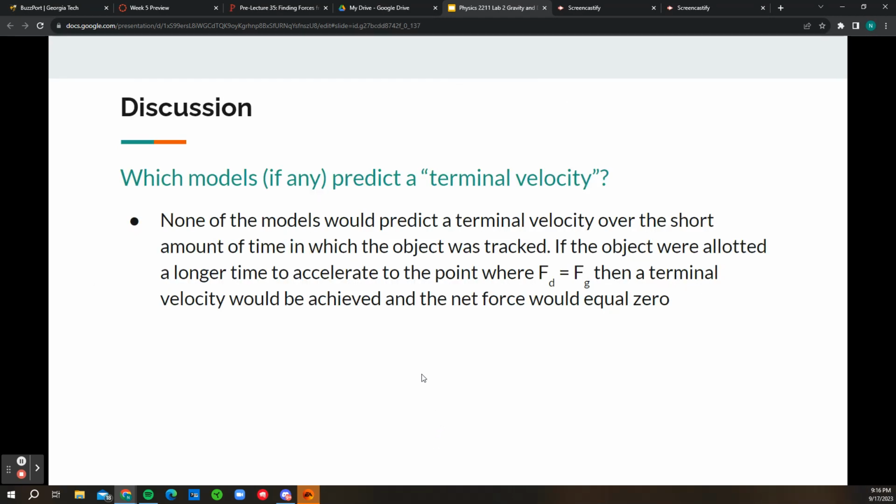So now the discussion. Which models, if any, predict the terminal velocity? None of these models would predict the terminal velocity over the short amount of time in which the object was tracked. If the object were allotted a longer time to accelerate to the point where the force of drag equals the force of gravity, then a terminal velocity would be achieved and the net force would equal 0.